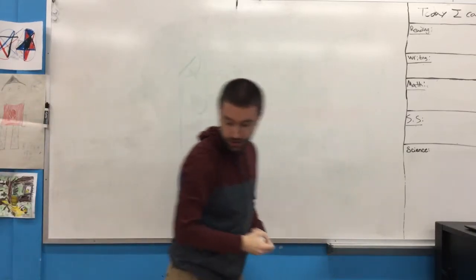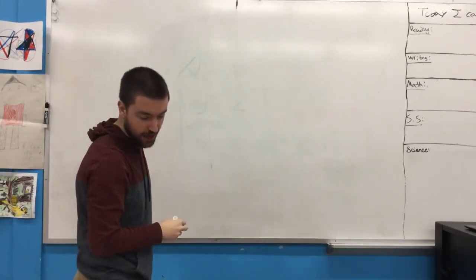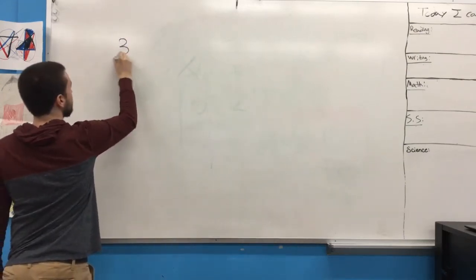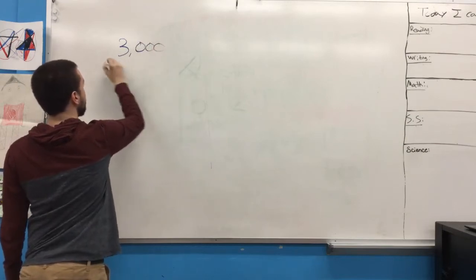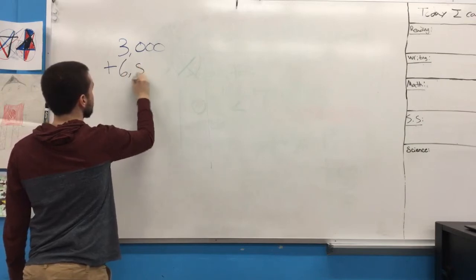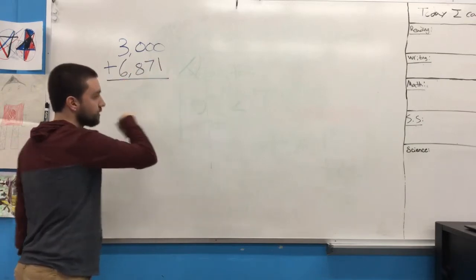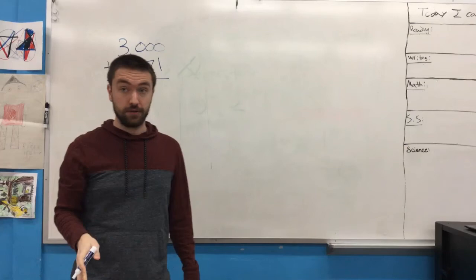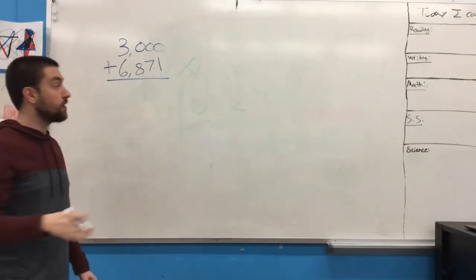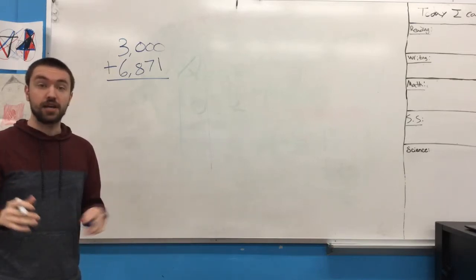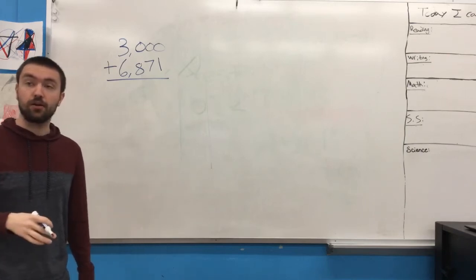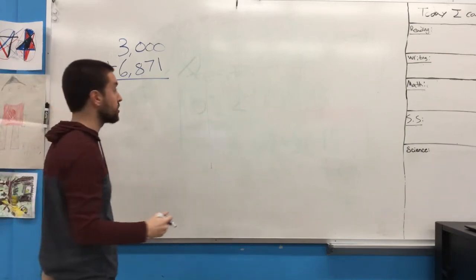Now, question 4 says 3,000 plus, I'll write it over here so I don't forget, 3,000 plus 6,871. We're going to use a tape diagram here. Now this is a little different visual model from the place value chart. The place value chart lets you manipulate those dots and really move them around. The tape diagram is just another visual model to show us what addition is going to look like.